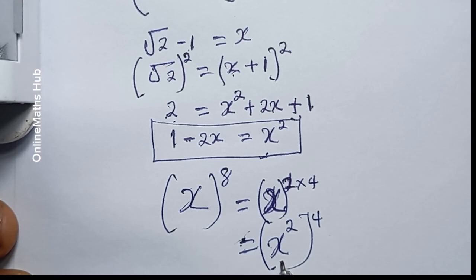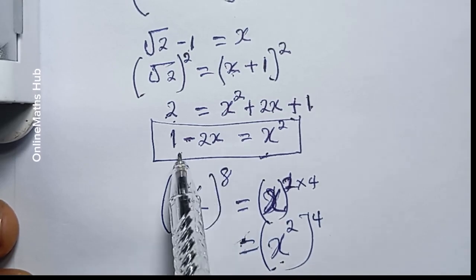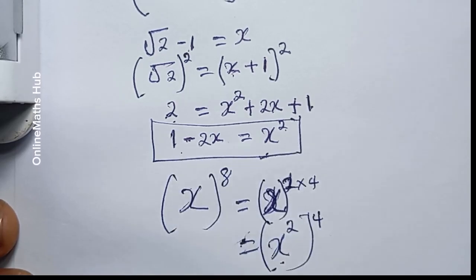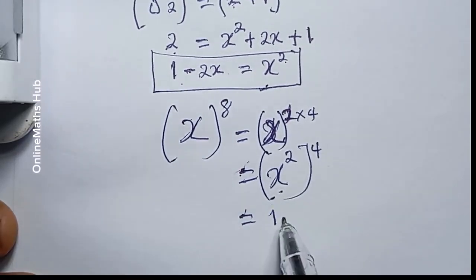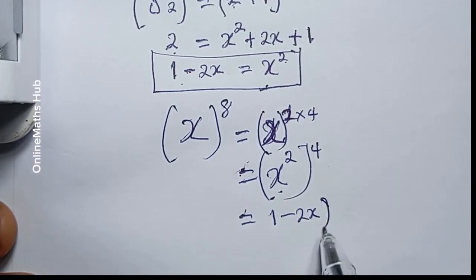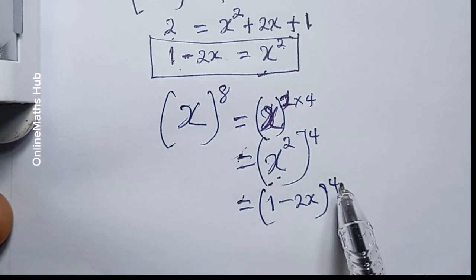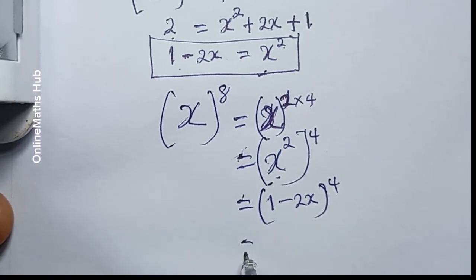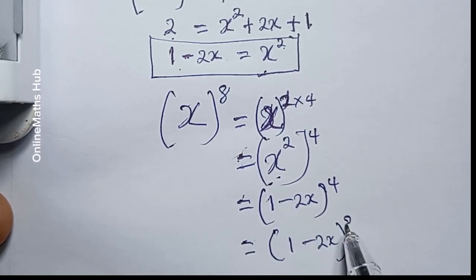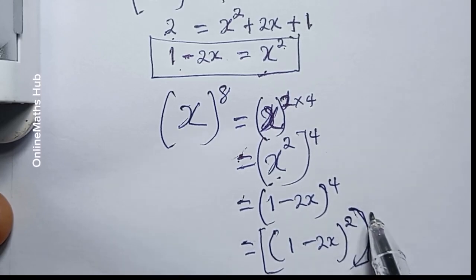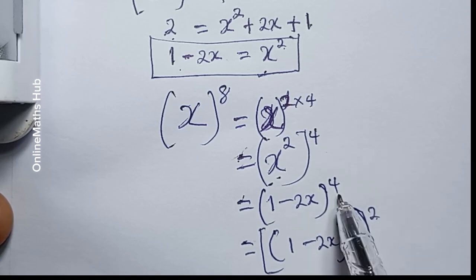And then you can see here that I've got this x squared, so I'm going to go ahead and replace this x squared here with 1 minus 2x. So if I do that, what I'm going to be having is 1 minus 2x all raised to power 4. Next, I will also split this power 4 right there, so I can write this as 1 minus 2x all raised to power 2, and then of course multiplied by another 2. So 2 times 2 gives you 4.